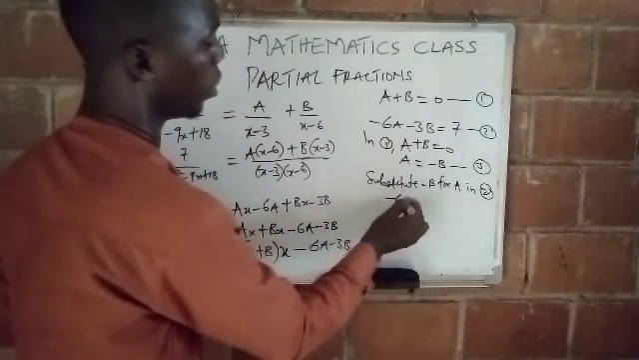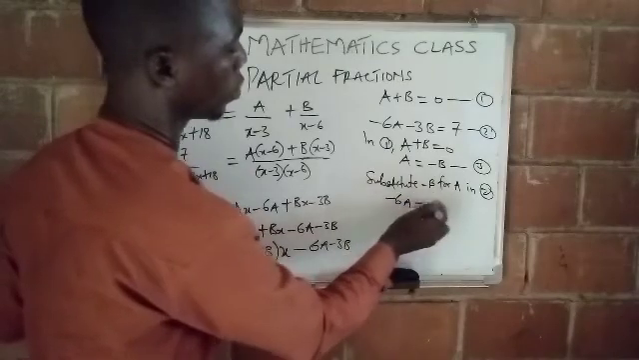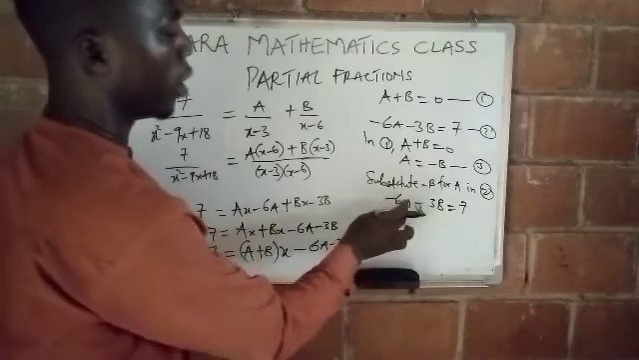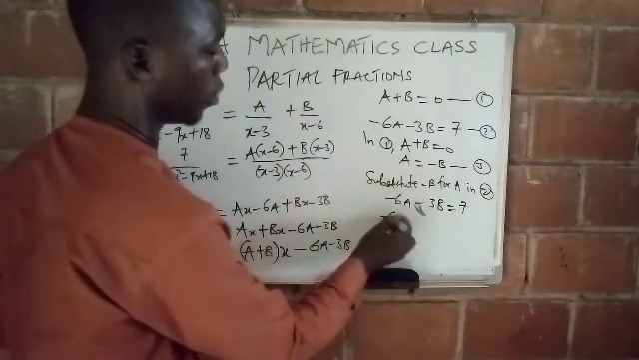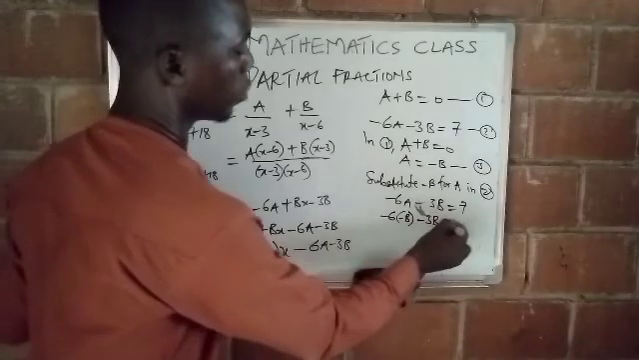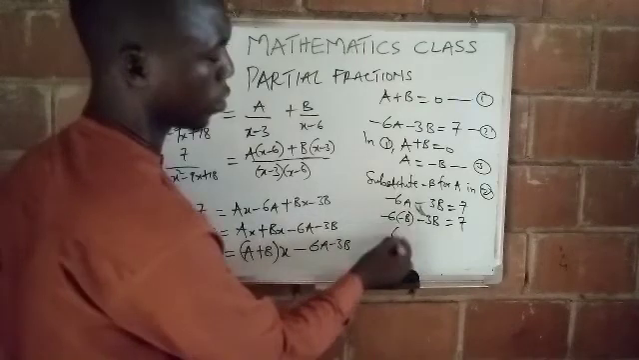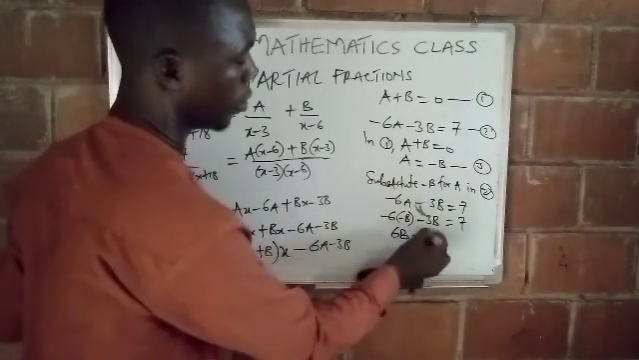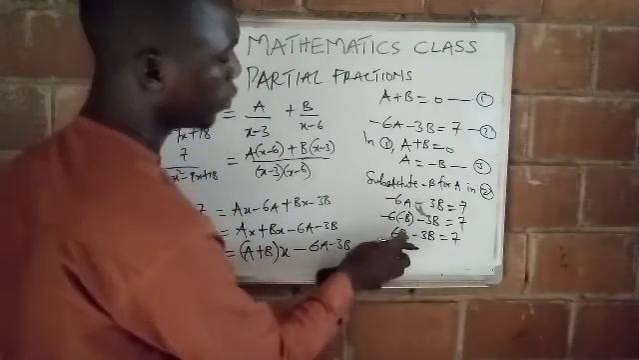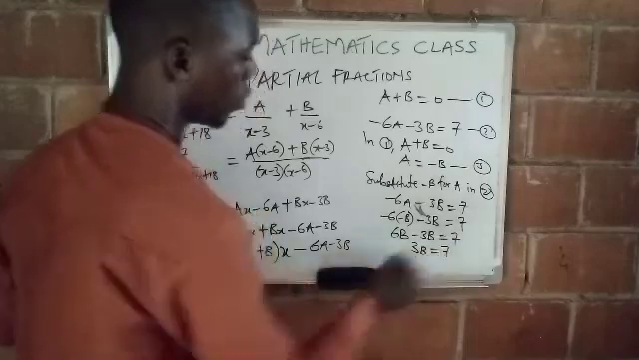Equation 2 is minus 6A minus 3B equals 7. And our A is minus B, so that is minus 6 multiplied by minus B minus 3B equals 7. So minus multiplied by minus, we have 6B minus 3B equals 7. 6B minus 3B, that is 3B equals 7.